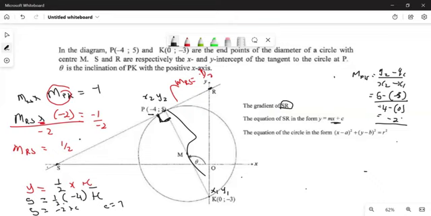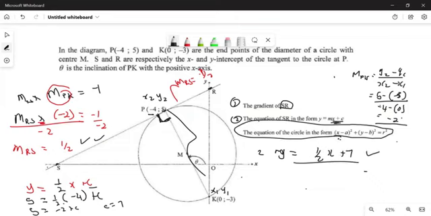We were looking for the gradient first, and then the equation of this line. This is number 2, this is number 1. M is number 1, and number 2 is the equation of RS. The equation of RS is going to be given as y = 1/2x + 7.